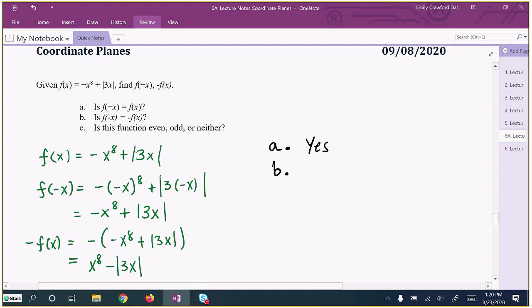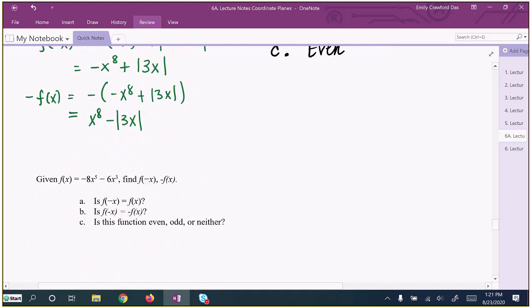I'm going to also compare f of minus x with minus f of x, and I can see that this is not equal. So just like in the previous exercise, that tells me that this function is even. If B was true, then the function would be odd.